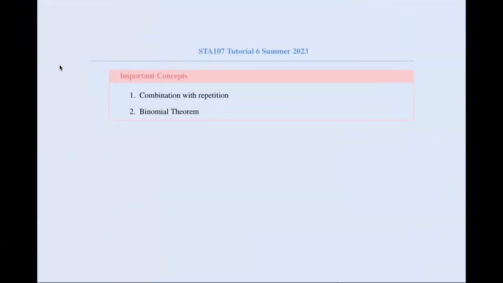Okay, let's start the tutorial today. I don't think there is too much theory that I should go over with you. The first one is combination with repetition. Rather than giving you the formula, I think I can show you how to solve that kind of problem directly. So we will not go over the theory for the first one. For the second one, the binomial theorem, the only formula that you need to remember is this one here.